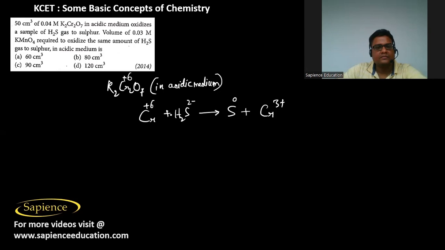Now here the volume of 0.03 molar KMnO4 required to oxidize the same amount of H2S gas to sulfur in acidic medium is asked.